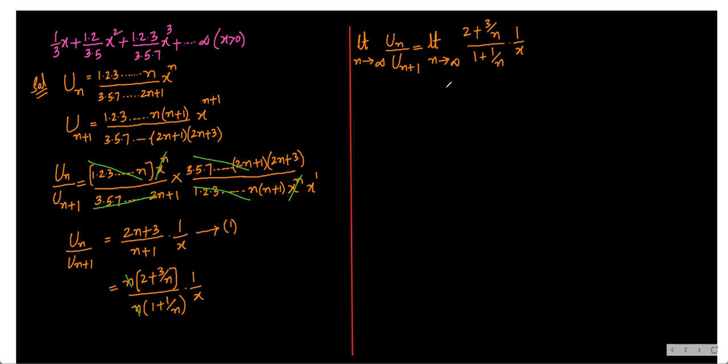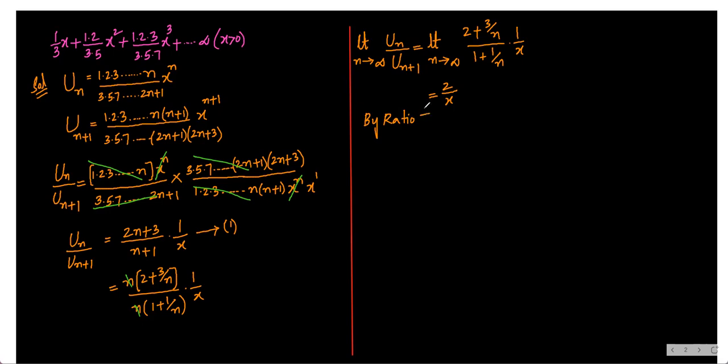So 3 by n and 1 by n will become 0. So what is our answer? Our answer is 1 by x, and this is 2. So we are getting our answer finally 2 by x. By which test did we apply till now? By ratio test, no?